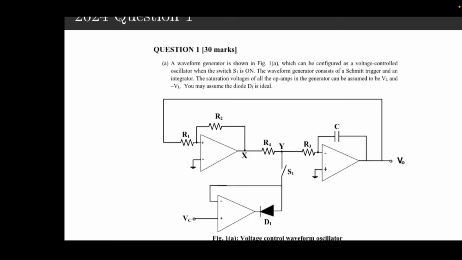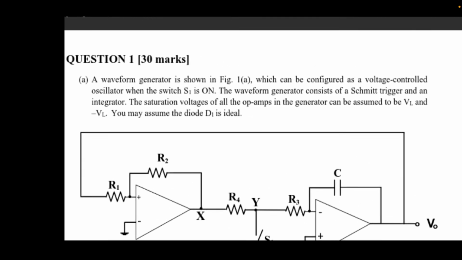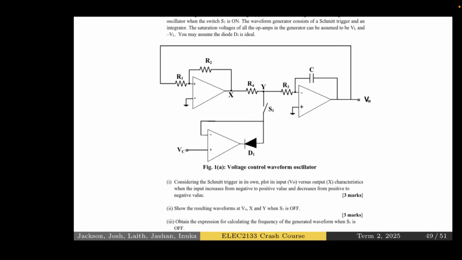So I guess we'll just get started. Okay, does anyone have any questions about the question before we start? Just have a read of it quickly. I'll zoom in a bit. Okay, all right, let's just start. So the first question is, we have to consider the Schmidt trigger on its own, okay?